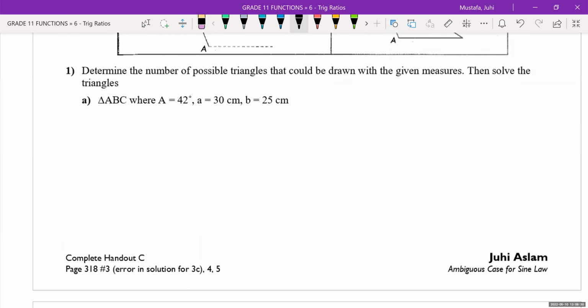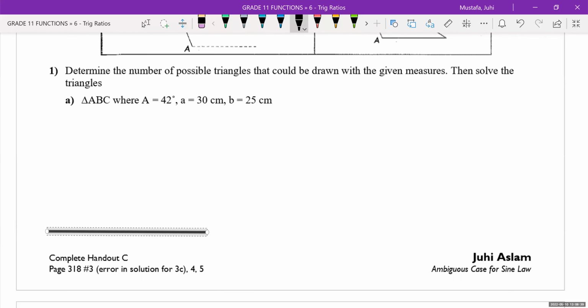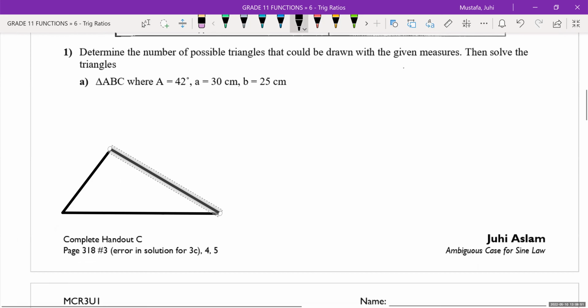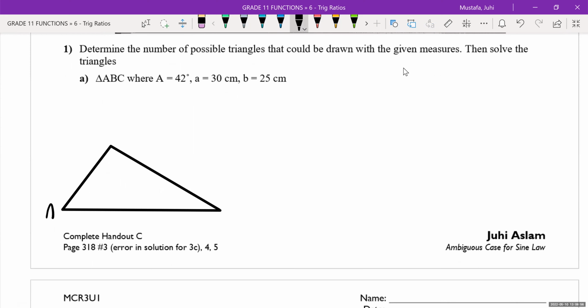So what I'm going to do is start off with the base. And then I'm going to have this side length here, and then this side length. Oh, this program is working today. And then whatever angle is given, remember, write it on the bottom right-hand side. Sorry, bottom left-hand side. That's going to be 42 degrees. The corresponding side length is going to be A is equal to 30 centimeters. We don't need to write the centimeters.